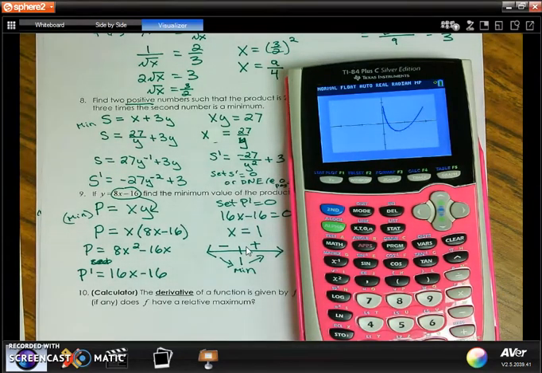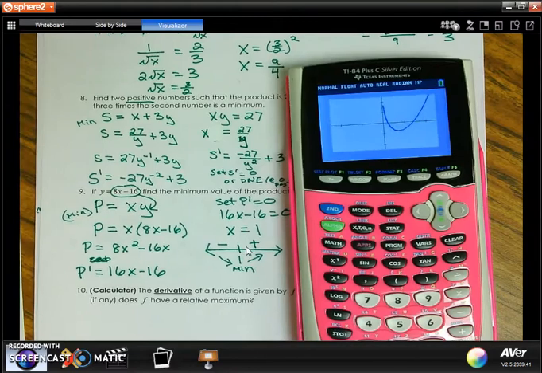Let me change it, because the original window that you are going to see is going to look more like this. Okay, so remember, when you are given the graph of the derivative, you really care about where the derivative is positive and where the derivative is negative. My suggestion here would be to make a sign chart.